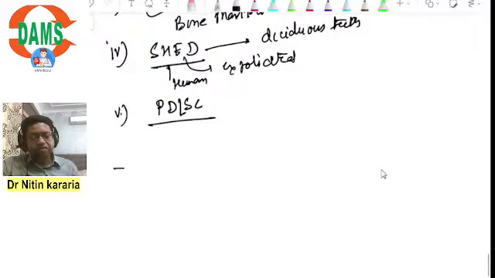Then it also consists of cells like fibroblasts. We have talked about mesenchymal stem cells. Then there are APC, that is antigen presenting cells.